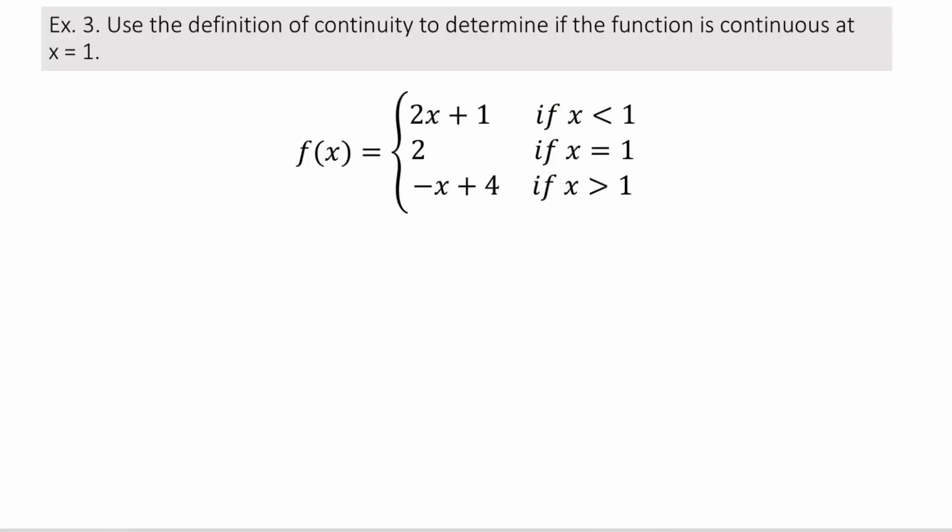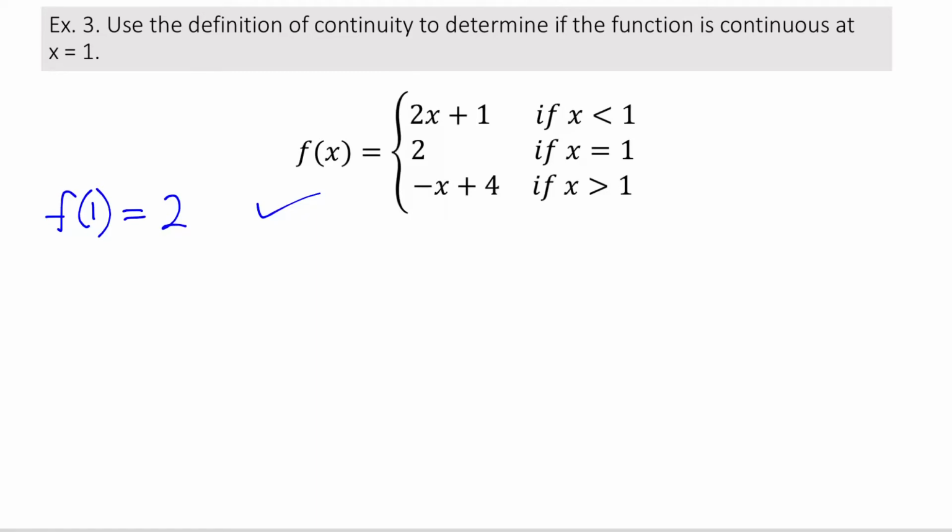Next example says use the definition of continuity to determine if the function is continuous at x is equal to 1. So we have another piecewise defined function. So the first condition says, is the function defined at f of 1? So f of 1, according to our function here, here's x is equal to 1. So f of 1 is equal to 2. So f of 1 is defined.